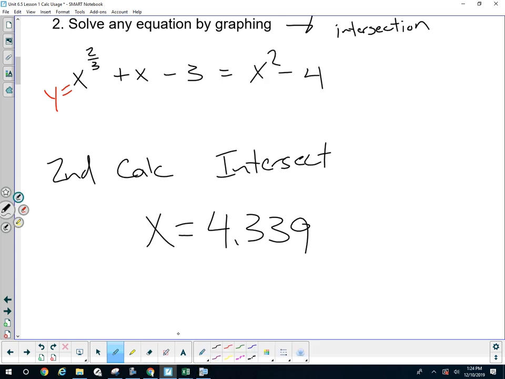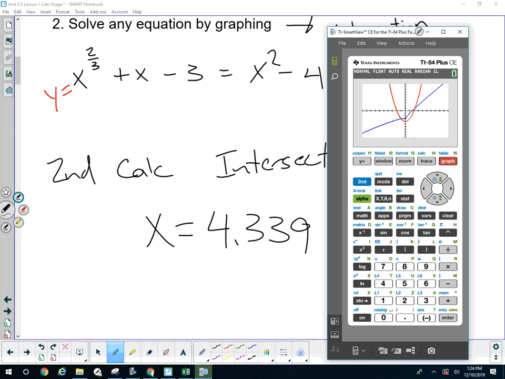A seemingly even more difficult one. You just find both intersections. There are 2 solutions. Second calc, intersect, pop over to the one on the left, enter, enter, enter. -1 actually works. That's pretty cool. You wouldn't have been able to find that by hand except if you were just guessing and checking. But -1 works. Second calc, intersect. Maybe the other one's a whole number. Let's find out. Nope. 2.2177361.